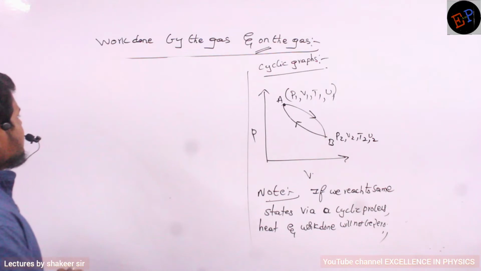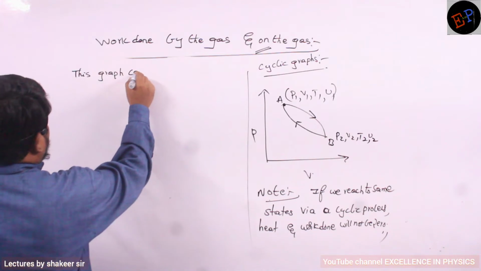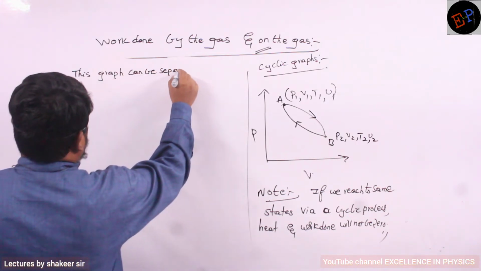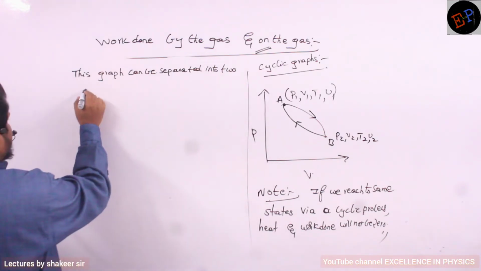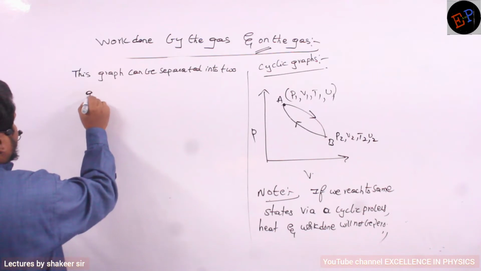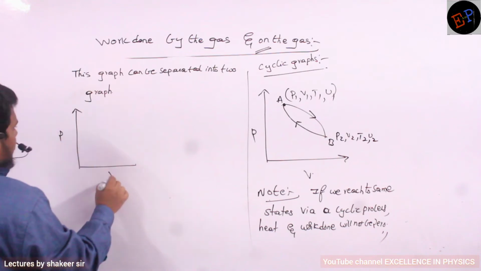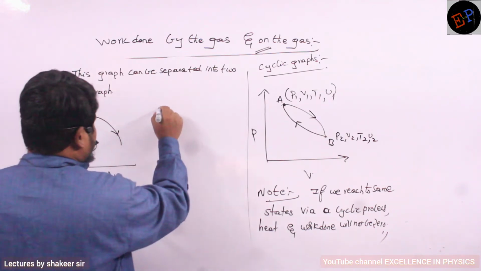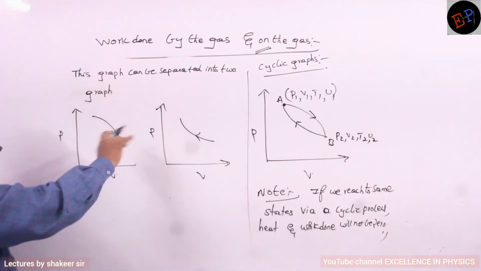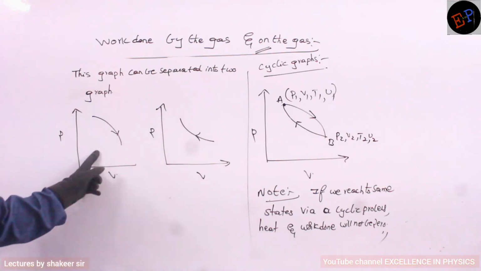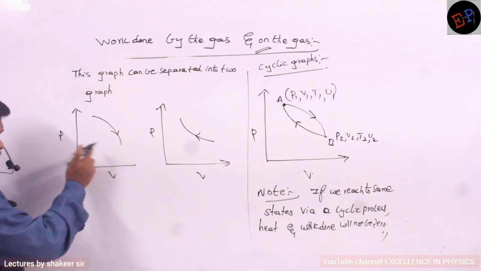Now see, this graph can be separated into two separate graphs. What is the first graph? This is pressure, this is volume. The first graph is this one. And one more graph which I can draw is this one. So this graph I can separate into two graphs, no? This graph and this graph. Topmost graph, bottommost graph. Now, how can I calculate the area under this graph?